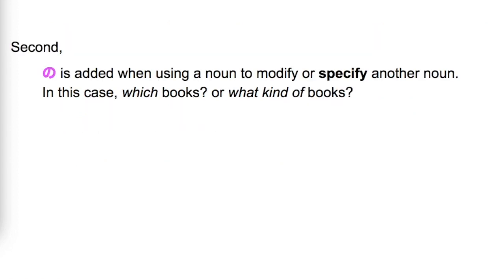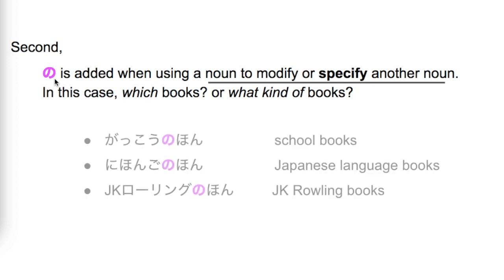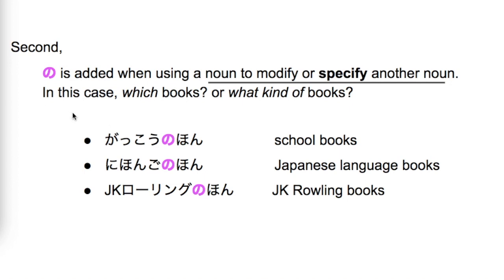Here's a second usage. No is added when using a noun to modify or specify another noun. So here are some examples. In this case, we're going to be looking at books. Which books? What kind of books?